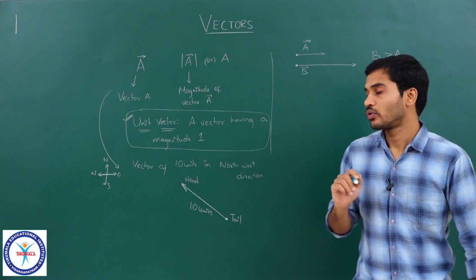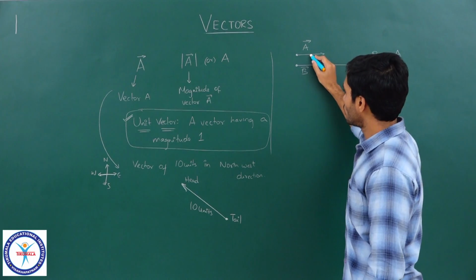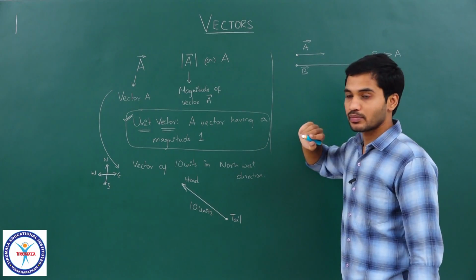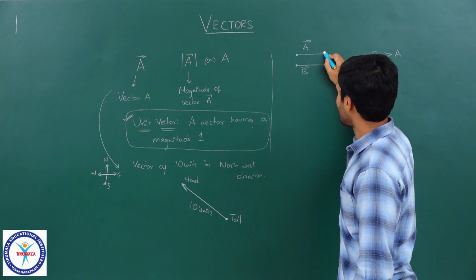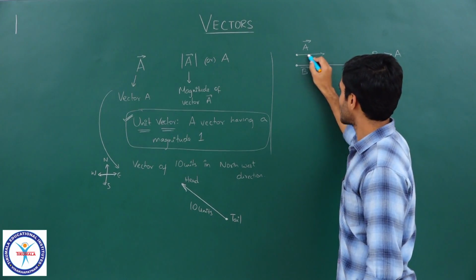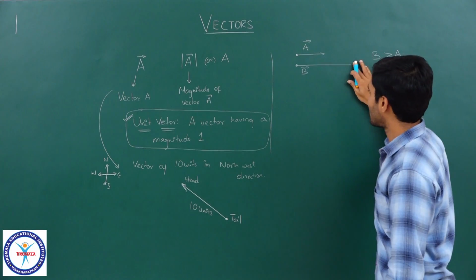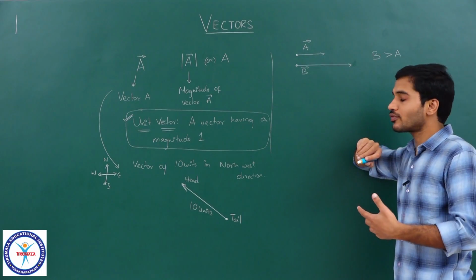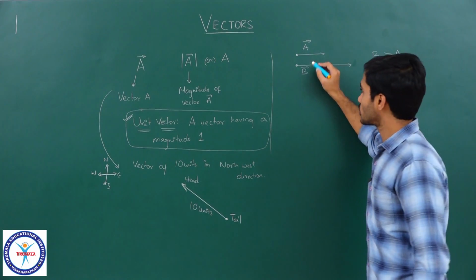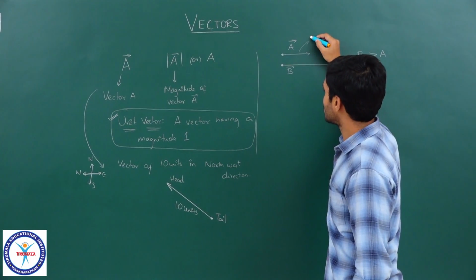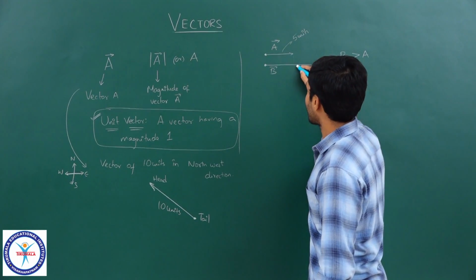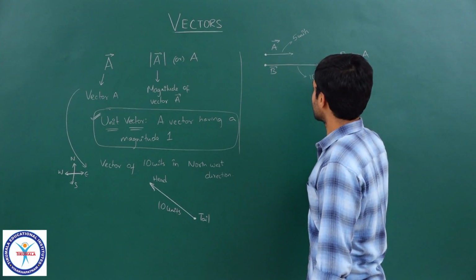To understand that, look at these two vectors, A bar and B bar. Let's say A bar has a length of this much and B bar has exactly double its length. Clear? So, let's say if this has a magnitude of 5 units, the magnitude of this is 10 units.